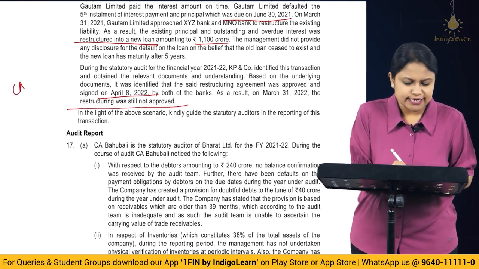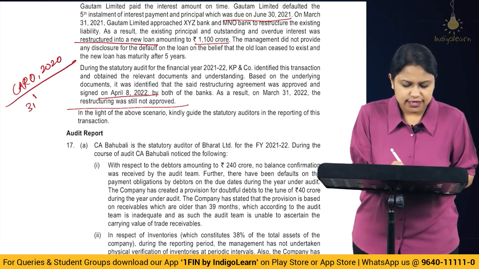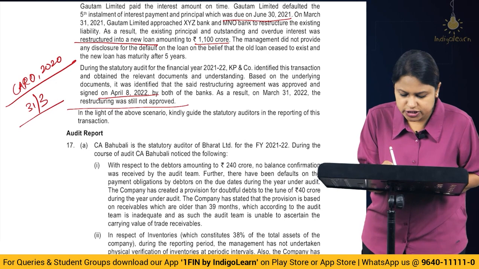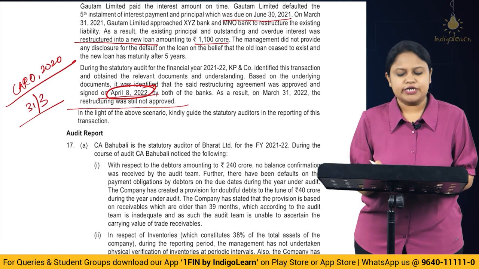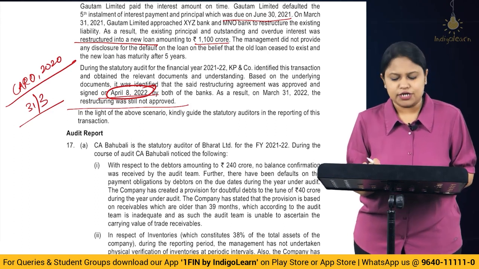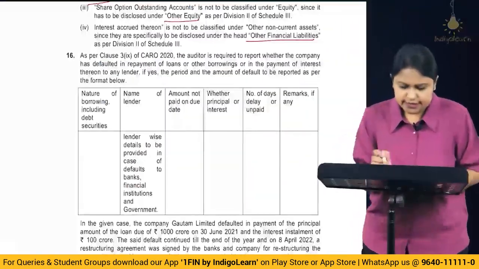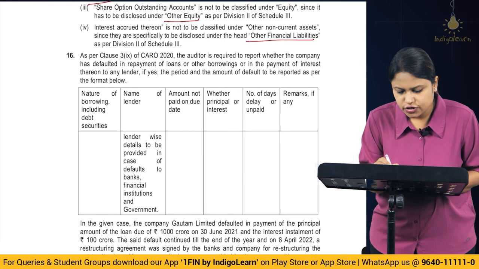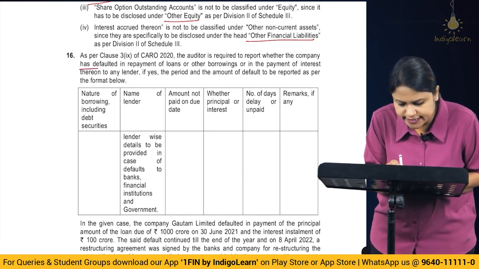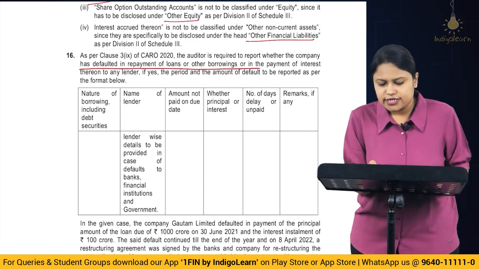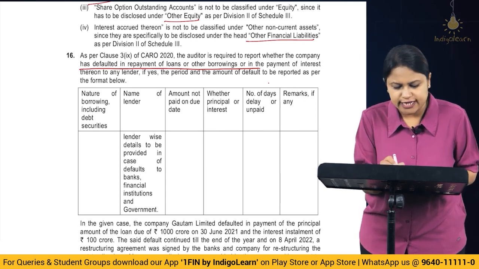Very simply, they are giving you an indicator to the CARO reporting. Because this situation did exist on 31st of March, because the restructuring scheme was approved only on 8th of April 2022. So as on 31st March 2022, the situation was the same, because of which the reporting becomes very, very important. Let us look at the reporting. As per clause 3.9 of CARO 2020, the auditor is required to report whether the company has defaulted in the repayment of loan or other borrowing, or in the payment of interest thereon to any lender. If yes, the period and the amount of default is to be reported as per the format.